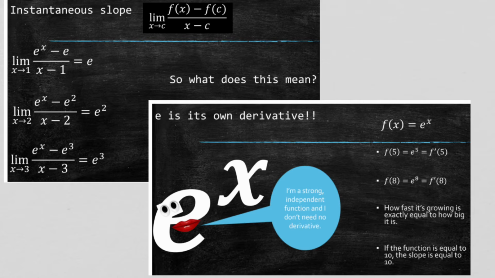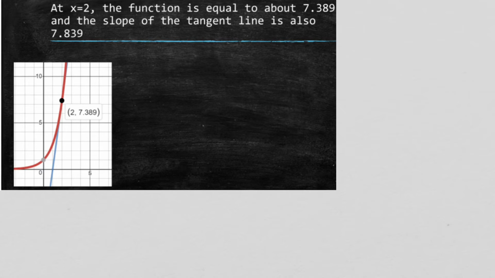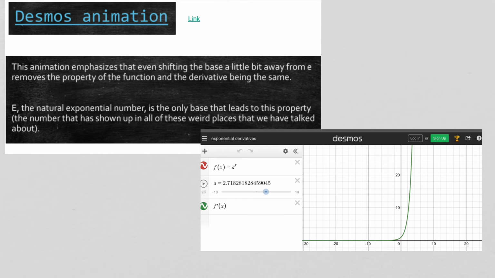How fast it's growing is exactly equal to how big it is. If the function is equal to 10, then the slope is also equal to 10. So for the e squared graph, at x equals 2, the function is equal to about 7.389, and the slope of the tangent line is also, it should say, 7.389. Okay, there is a link on the Google thing that I have here. You could click on the link to see it, but I have a little snipping tool screenshot of it.